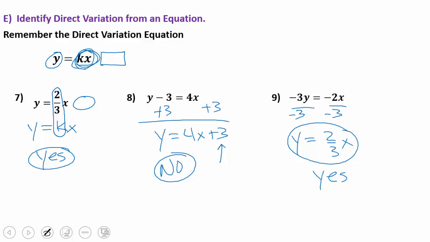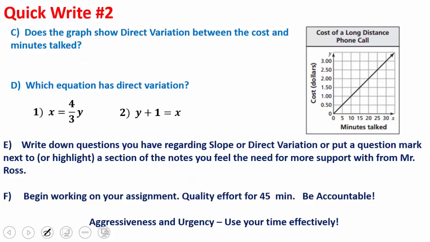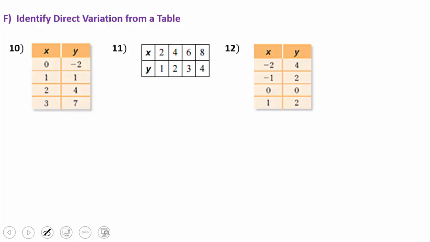Okay? And lastly, we're going to talk about, can we identify direct variation from a table. I went too far there. From a table. So, well, once again, we have to know, does it pass through the origin? Does it have a constant rate of change?